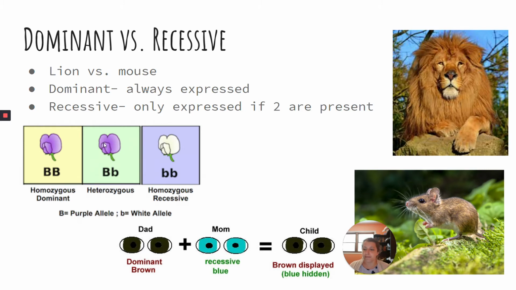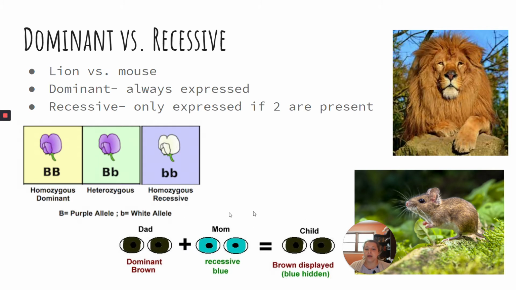Now, here, there are two lowercase b's. They are both recessive, which means it's going to be expressed. That's what I mean when I say it's only expressed if two are present. They both have to be there, giving each other backup, for it to be expressed.